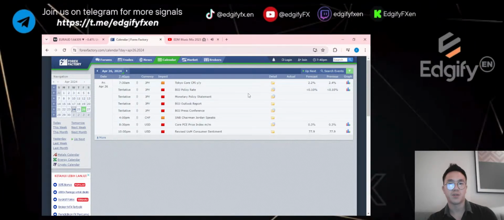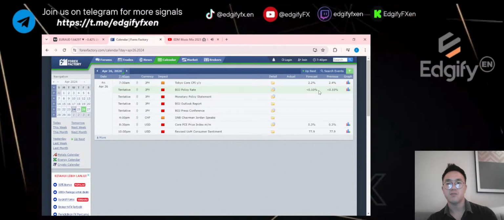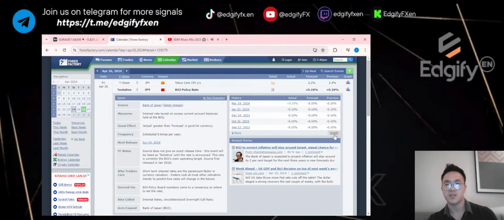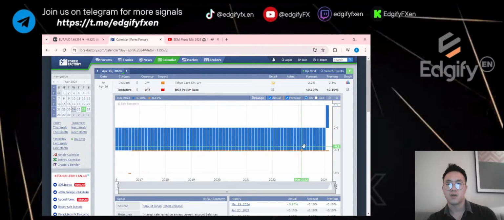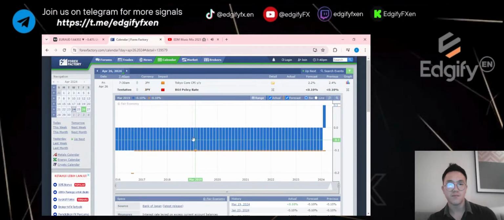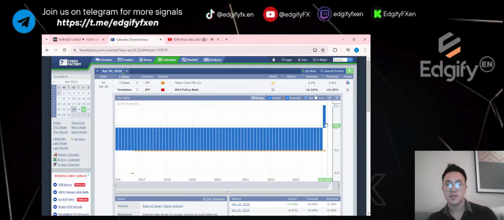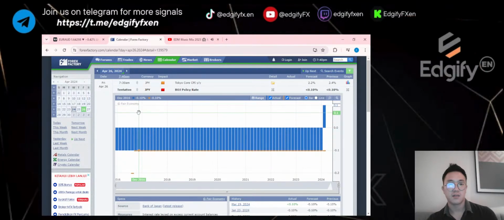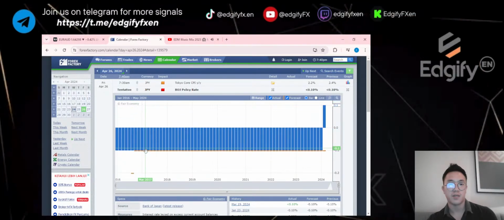Especially for this BOJ policy rate, they are still maintaining at 0.1. They have been at 0.1 for how long? Let's just look at this. These are all 0.1.